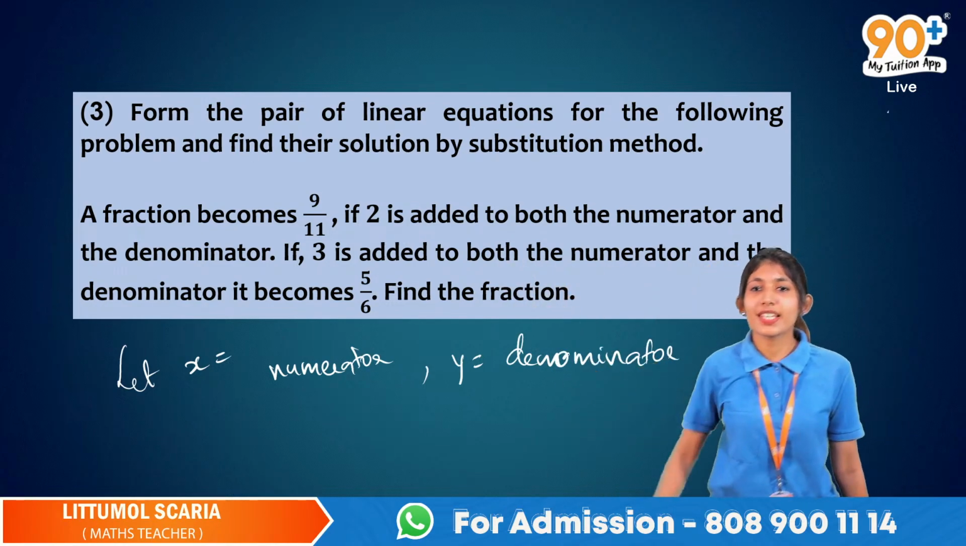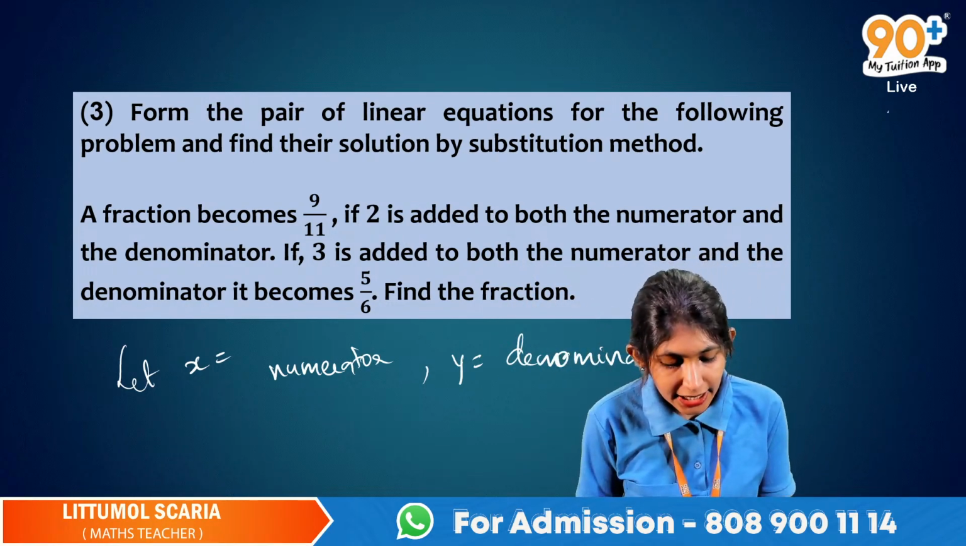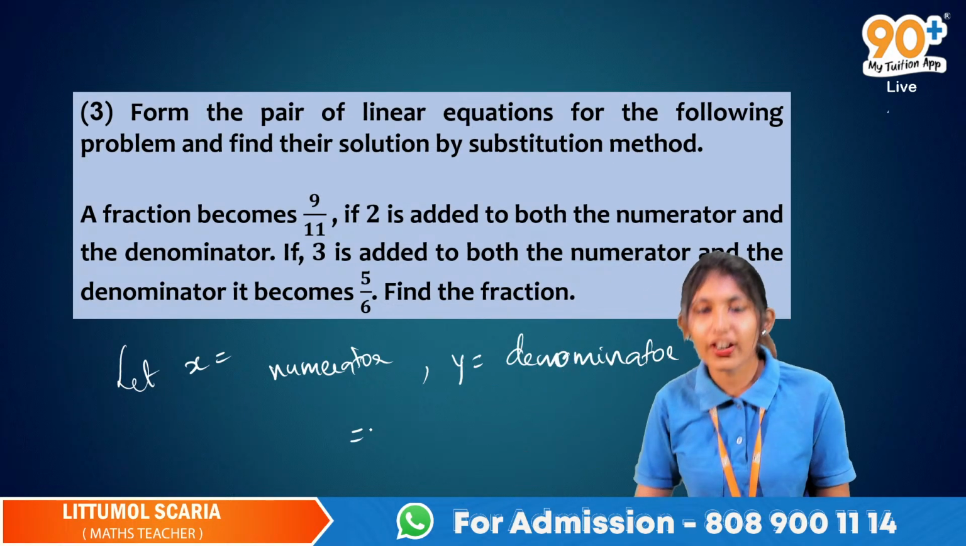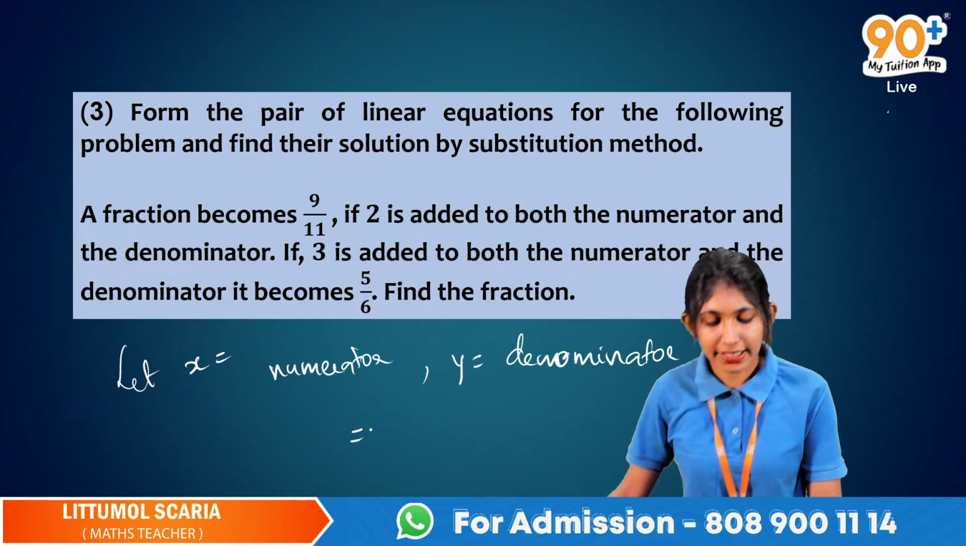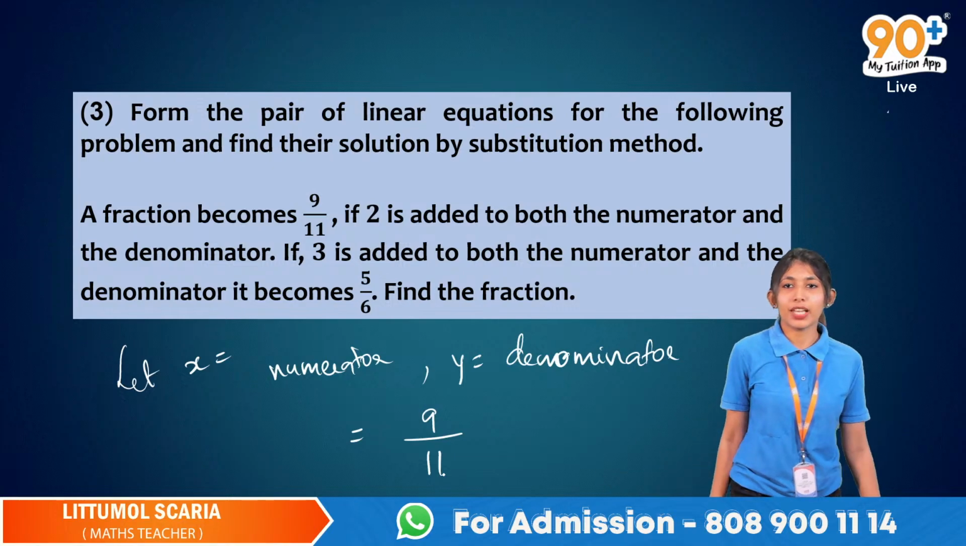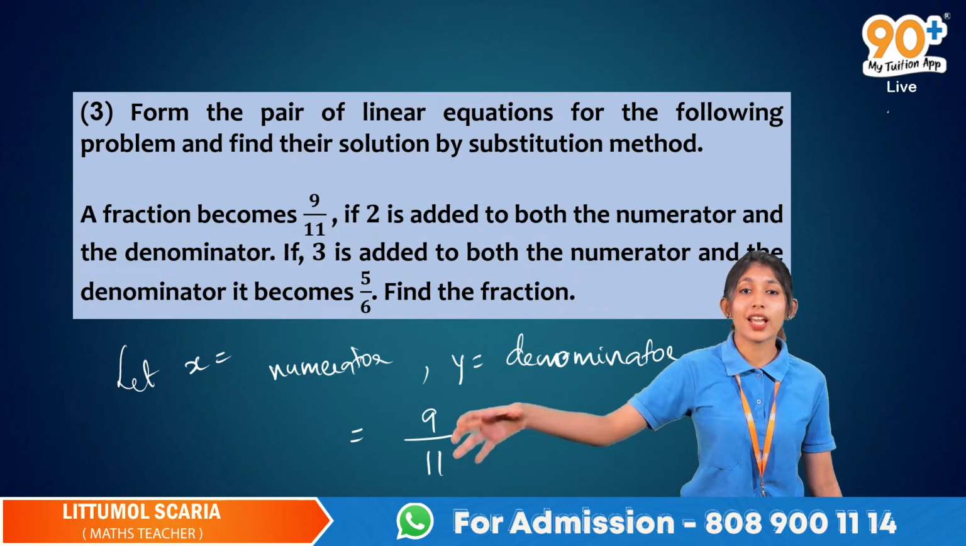So what does the question say? A fraction becomes 9 by 11. We have a fraction, and when something is done to it, you will get 9 by 11. The fraction becomes 9 by 11.